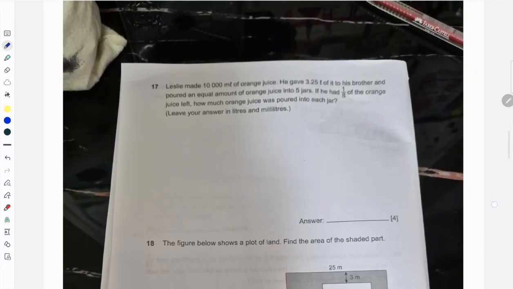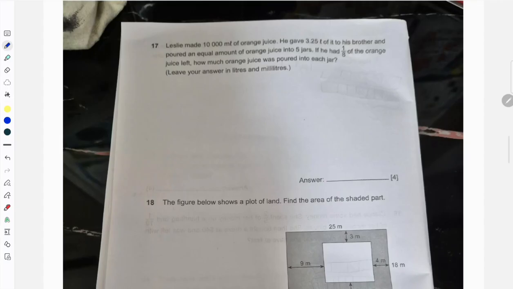Okay, let us look at question 17. When you have ml and then suddenly you have liter, you must always change it to the simpler unit. What do I mean by simpler unit? 1 liter equals 1000 ml, right? You will want to use the ml, not the liter. Why don't use liter? Because if you use liter, you need to deal with decimals, and we don't want to deal with that. So we change it to ml.